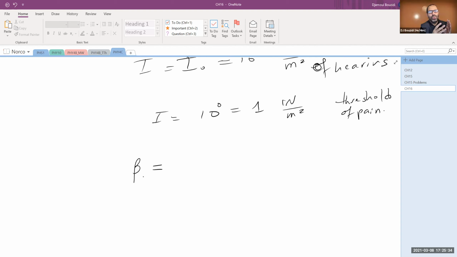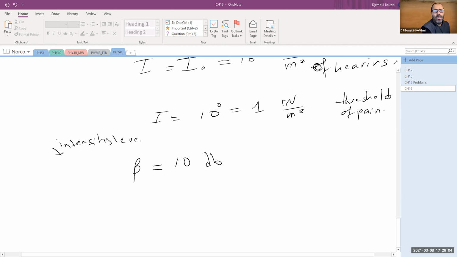So if I say beta equals 0, for example, it's basically the threshold of sound. If beta is equal to a certain limit, let's say for example 120, that is the threshold of pain. So the definition is the following. First of all, 10, and this is the intensity level, okay, in decibels.